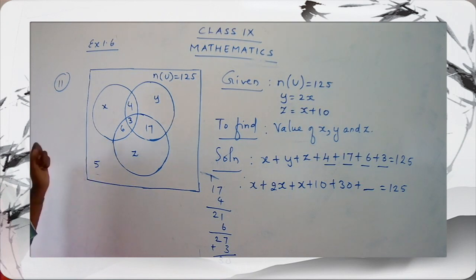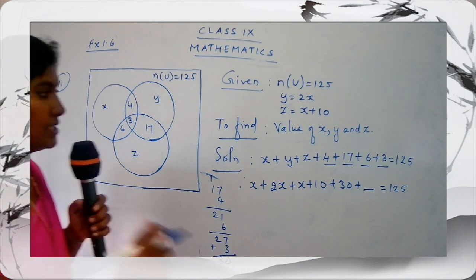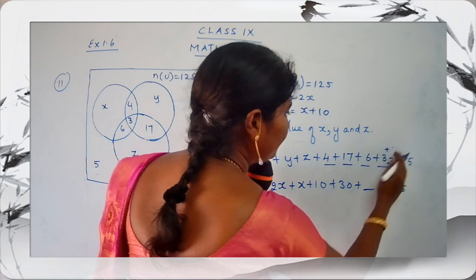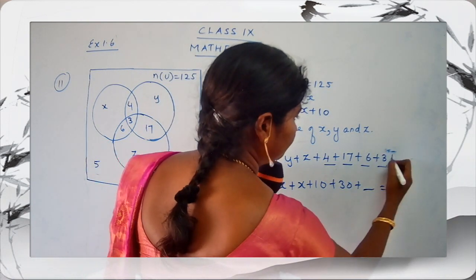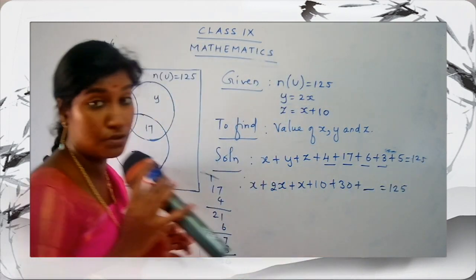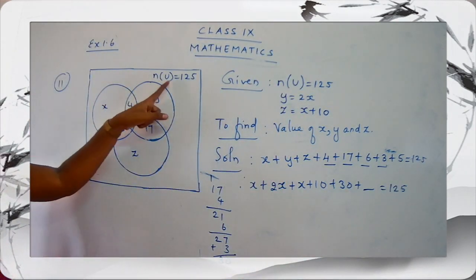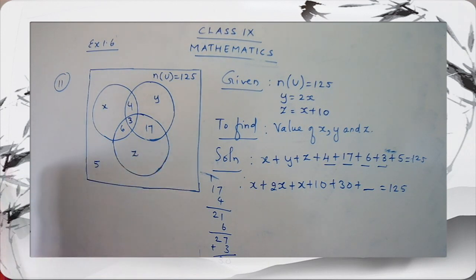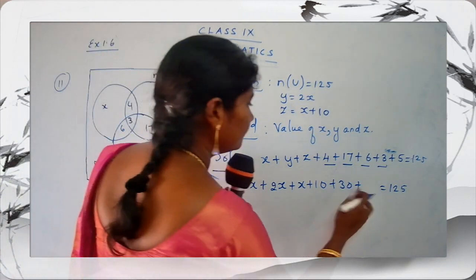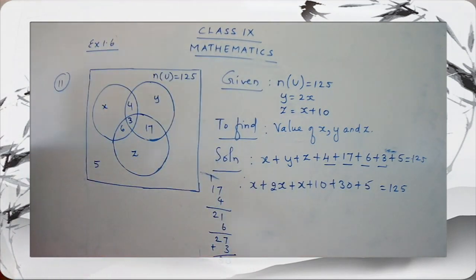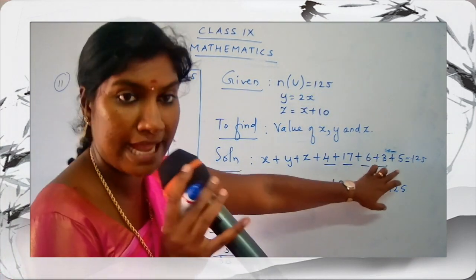So what do we have to do? We have to take 5 also. Just have an addition over here, children. You have to add here plus 5, because that 5 also comes under the whole set. Under the universal set, the 5 is also included. So you have to take the 5. So just put here 5. So what you get? x plus y plus z plus 4 plus 17 plus 6 plus 3 plus 5. The 5 which was outside the set, you have to consider for the universal set. So take here 5, children. Okay, I have added here 5.